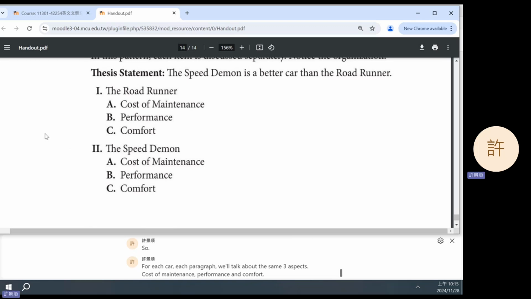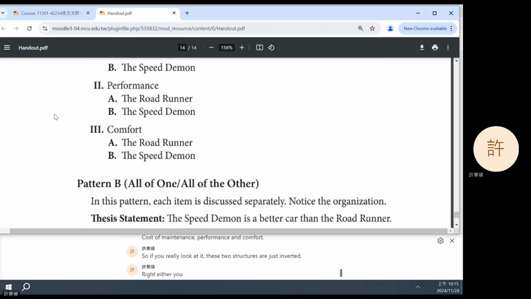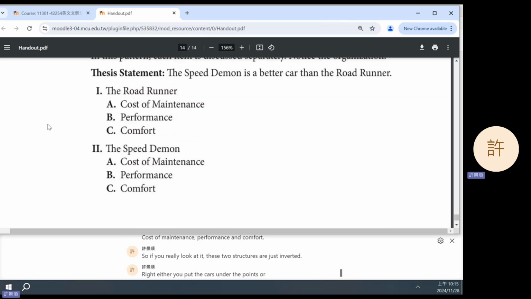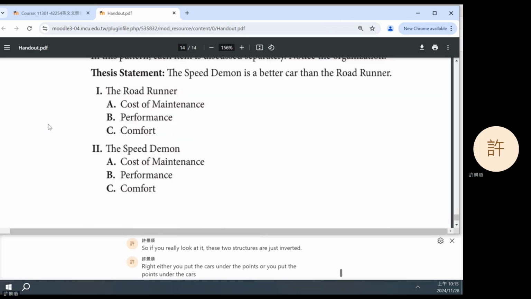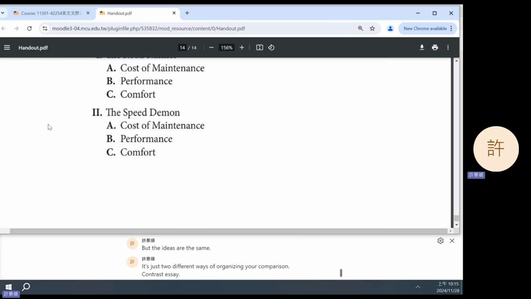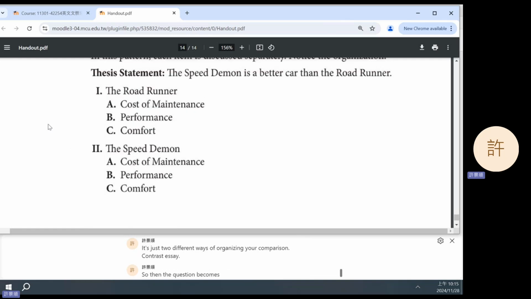So if you really look at it, these 2 structures are just inverted, right? Either you put the cars under the points, or you put the points under the cars. But the ideas are the same. It's just 2 different ways of organizing your comparison contrast essay. So then the question becomes, which structure should you choose?